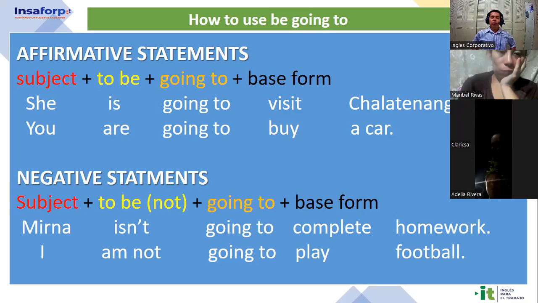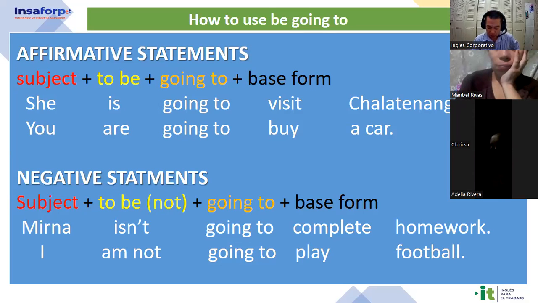Look at this example, right? She is going to visit Chalatenango. This is for a future plan, right? Okay, and well, we can say she's going to visit Chalatenango next Saturday, for example. She's going to visit Usulután, right? Next month, for example, right?